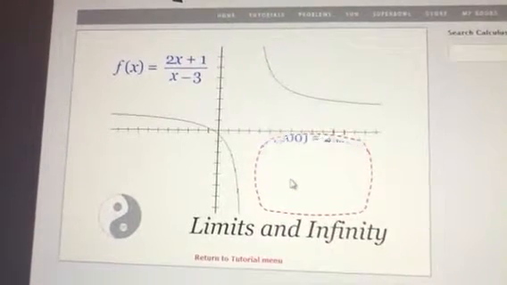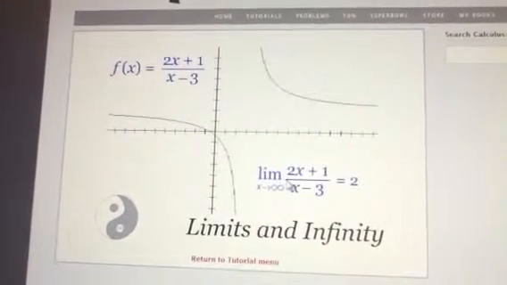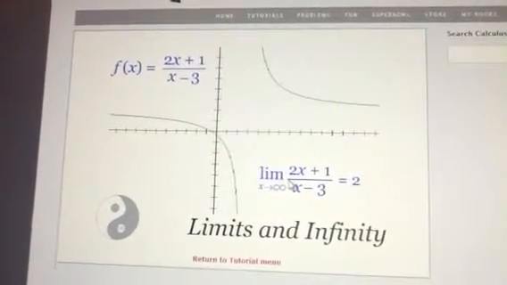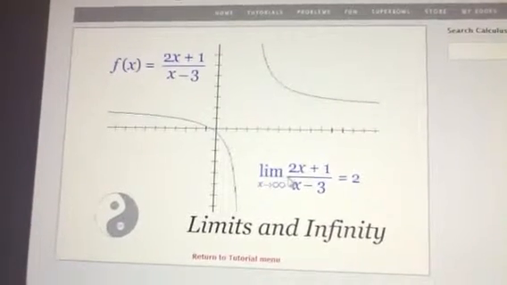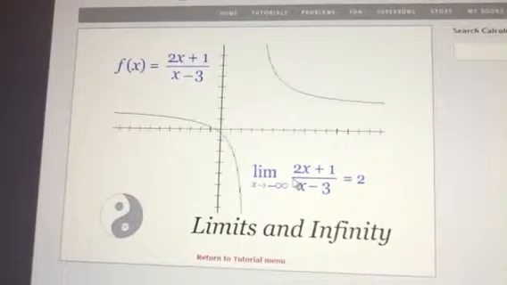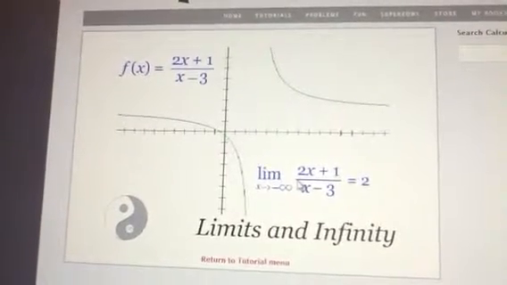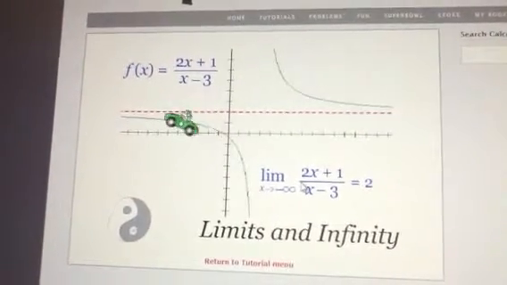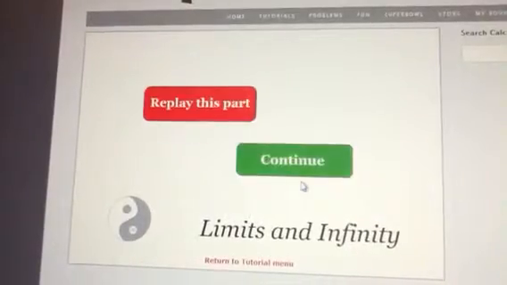Now, mathematically, this means that the limit as x approaches infinity of f equals 2. By the way, the limit as x approaches negative infinity of f also equals 2. As we travel left along the x-axis, the function approaches the same height.